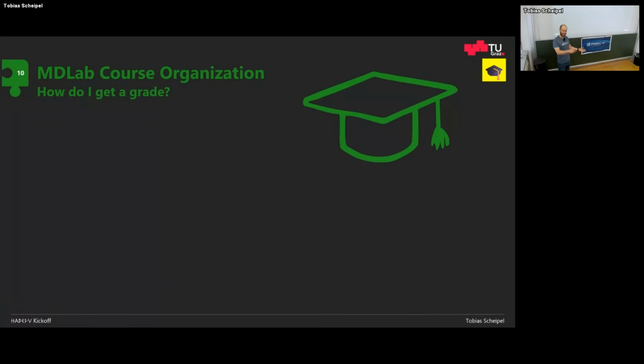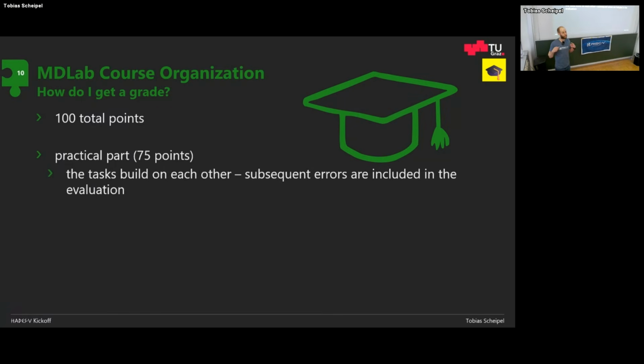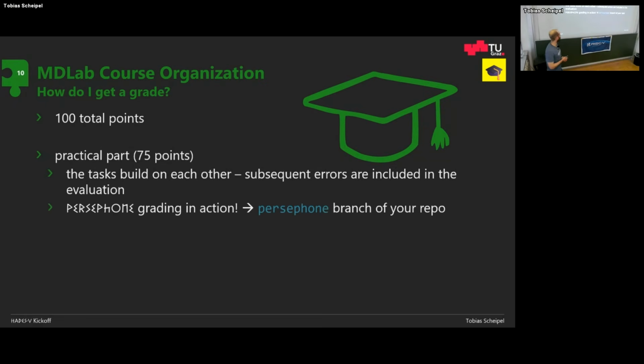About the grade, because I guess for you in the room, that's the most important thing. We have 100 total points. It's split up in the practical part with 75 points. The tasks build on each other, so subsequent errors are unfortunately also included in your evaluation. What does that mean? If you have an error in your previous submission, fix it afterwards as well. And as I said before, we have an automated test system, and that also takes care of the grading. So you will at every point in time know how many points you have.